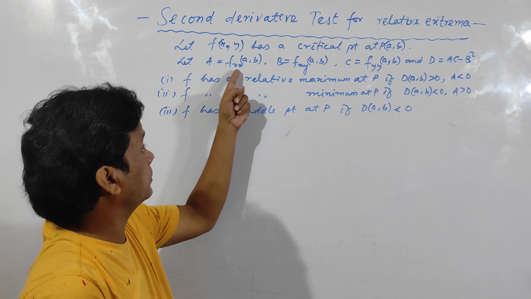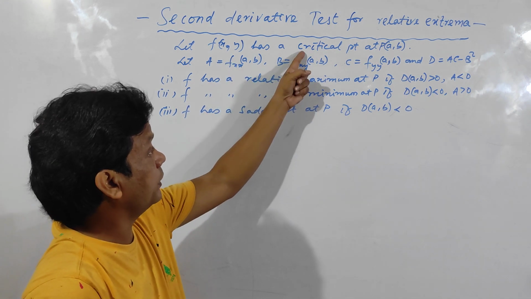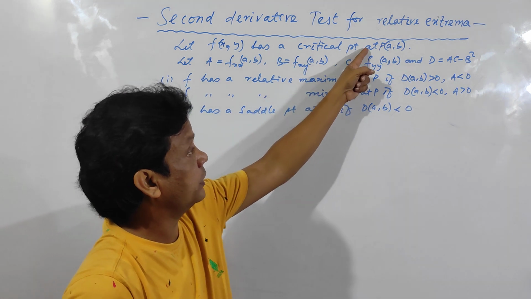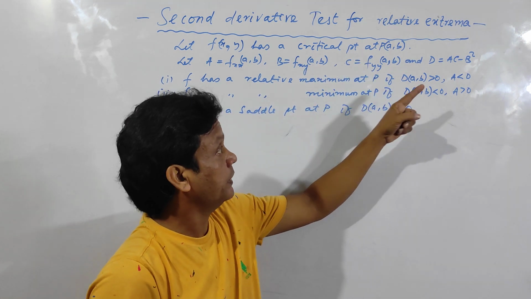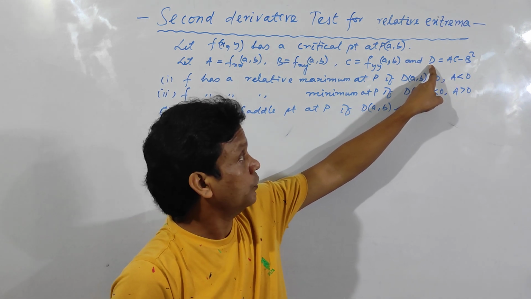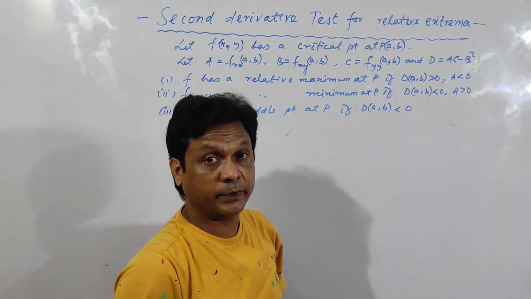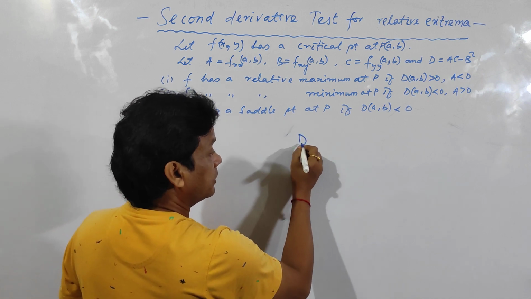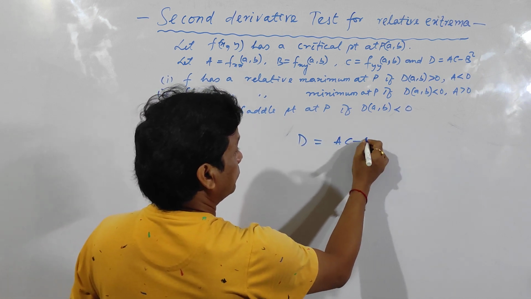That means del square by del x square. And B is del square by del x del y at (a, b). And C is del square by del y square at (a, b). And D is equal to the discriminant. D is the discriminant of the function f of x, y, whose value is AC minus B square. See here. Please note it. AC minus B square.